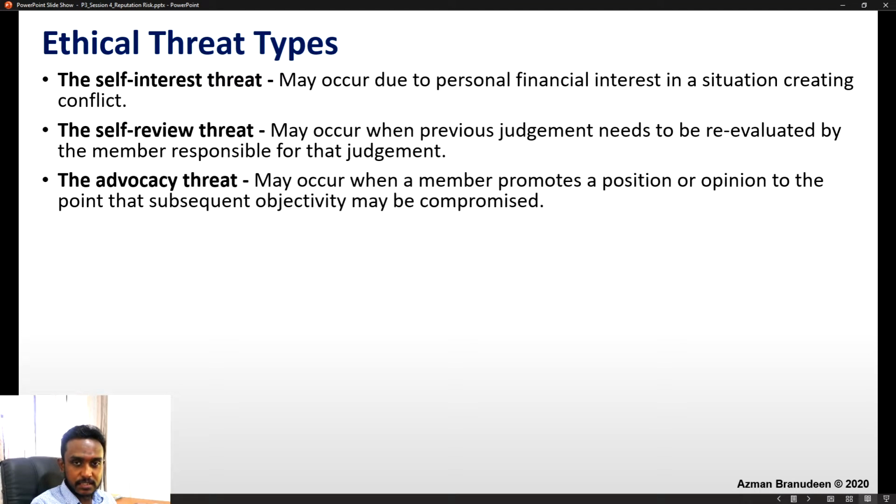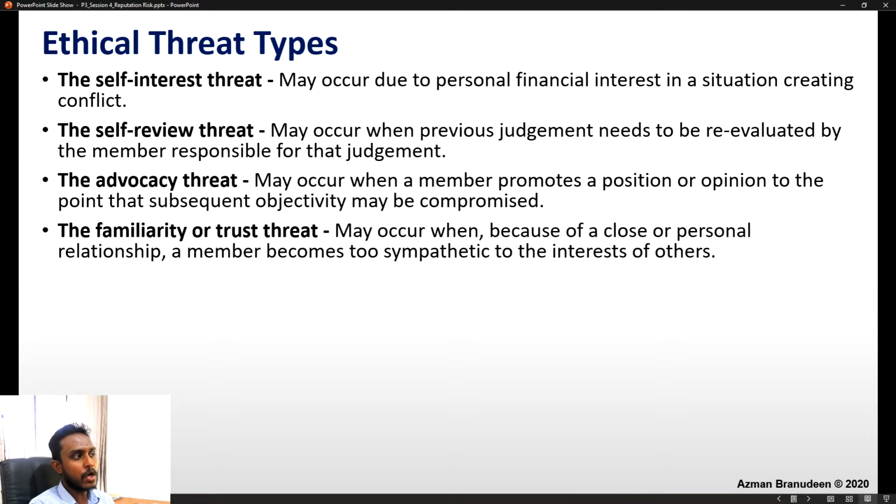The advocacy threat may occur when a member promotes a position or opinion to the point that subsequent objectivity may be compromised because you feel so attached to that opinion. It could be your opinion, it could be someone you admire, someone you consider a mentor or a coach, and you might be prejudiced. This could lead to advocacy threat.